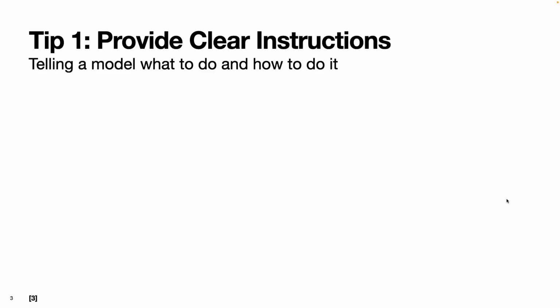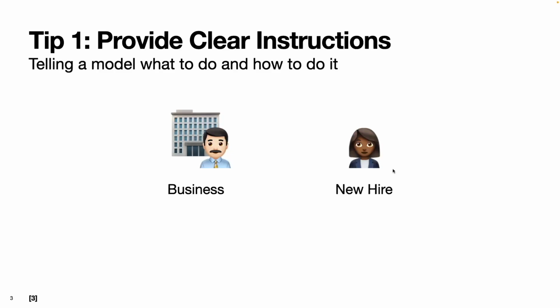This is just telling a model what to do and how to do it. And a helpful way of thinking about this is imagining the following situation. Say you work at an established business or company and you've just brought on a new hire. The new hire is competent, they understand things about the world, they possess skills, and suppose your job is to give this new hire clear instructions about doing specific tasks within the context of your specific company.